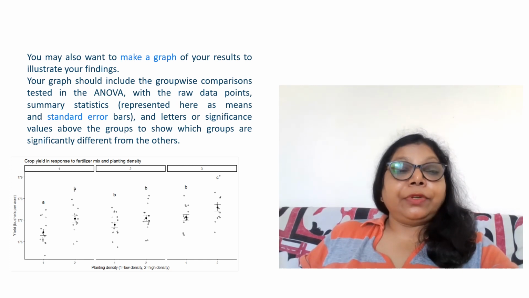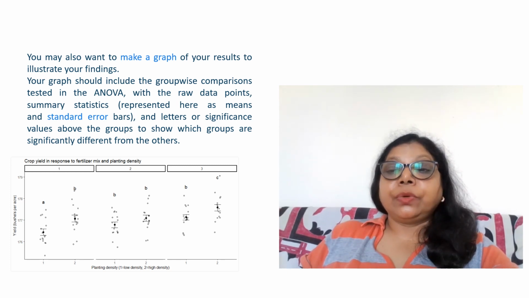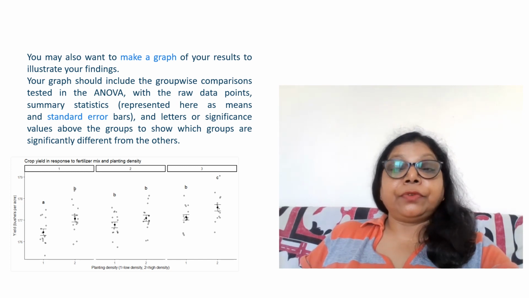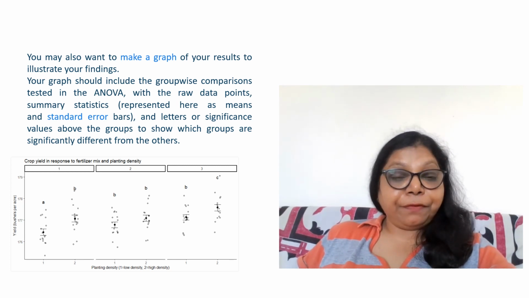So now we may also like to make a graph of our results to illustrate our findings. The graph should include the group-wise comparisons tested in the ANOVA, along with the raw data points, and we can summarize the statistics. We can show letters or significance values above the groups, to show which groups are significantly different from others. And you can see we have put values over here like A, B, B, B, B, and C. Okay. So this graph has been done in R, so it might not be possible for you to get such a graph if you are not using R.